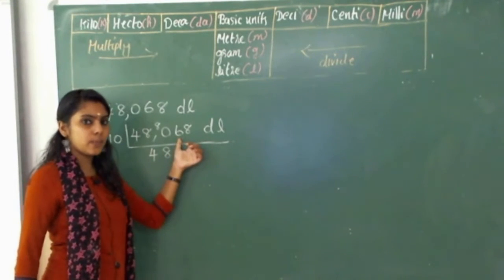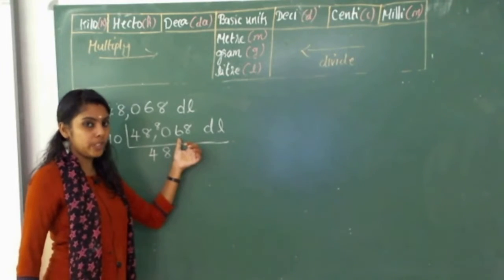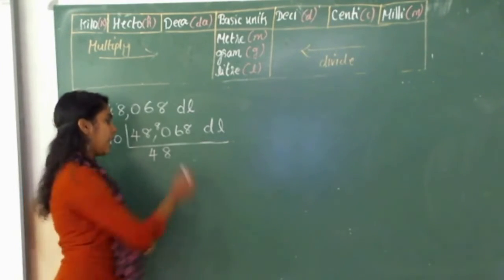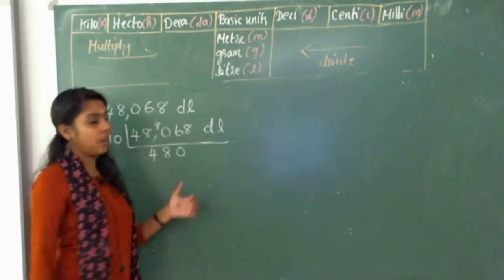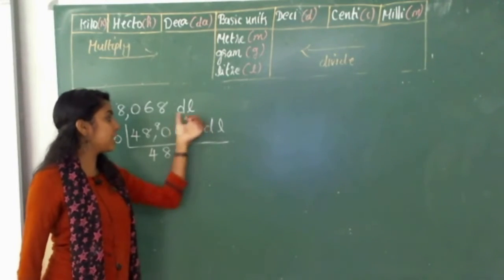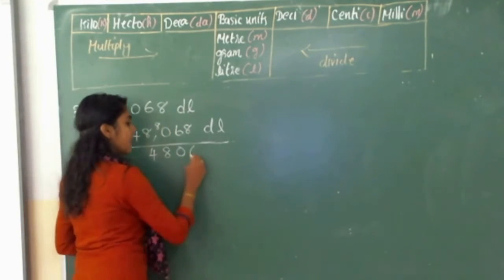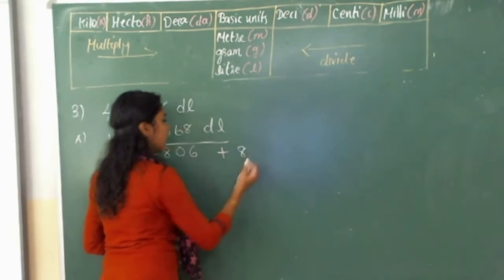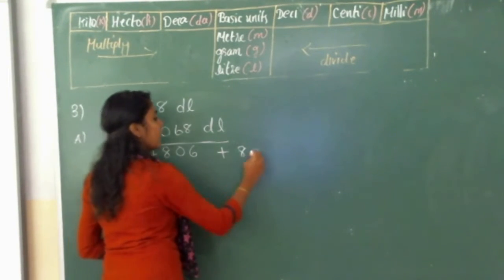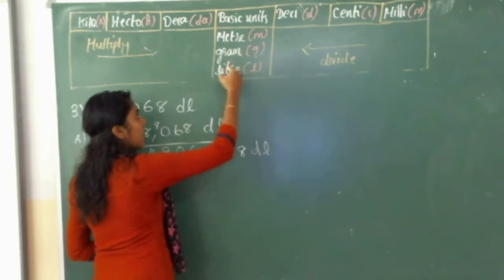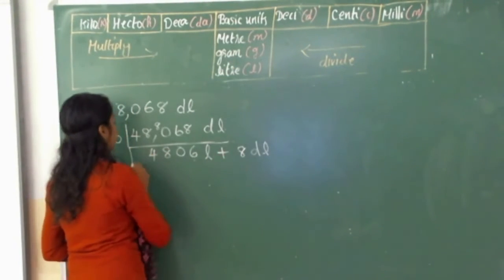Can we divide this 6 by 10? No. So when we are doing the division, what will we do in this case? Yes, we take a 0 right here. Then the next number will become 68. 10 6s are 60 plus 8. The 8 belongs to this deciliter, and after deciliter comes liter.